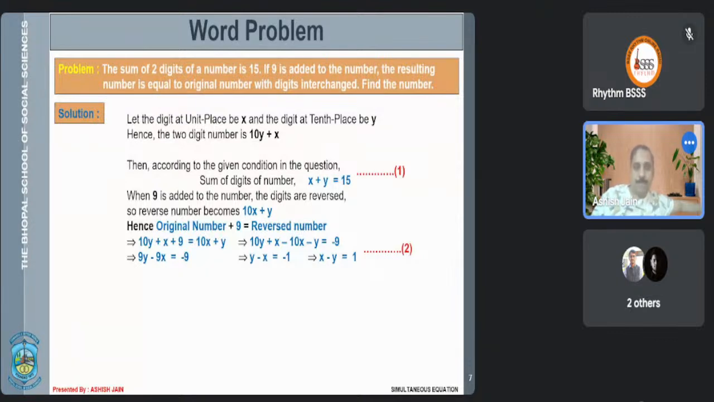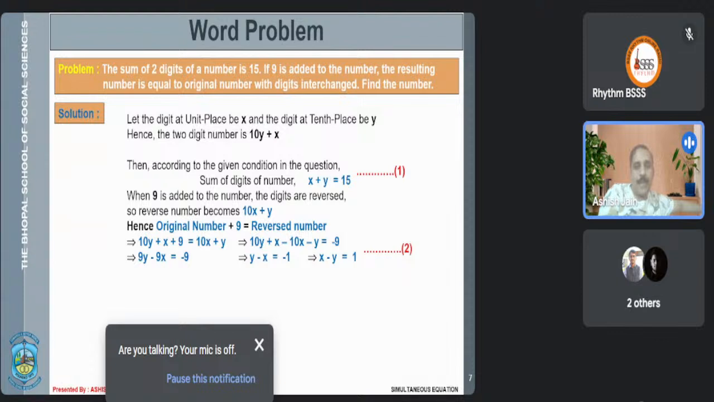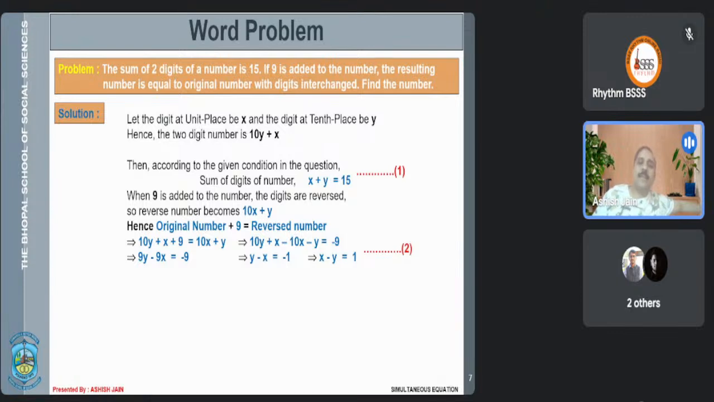हमने क्या लिखा है यहाँ पर? हमने equation लिखा है यहाँ पर 10 of y plus of x minus of y is equal to minus of 9. अब इस मैंने लिखा 10y minus y is 9y. So it is 9 of y minus of 9x is equal to minus 9. 9 common निकल गया. मेरे पास बच गया y minus x equal to minus 1. Or I can say it as x minus y is equal to plus of 1. This is my equation number 2.